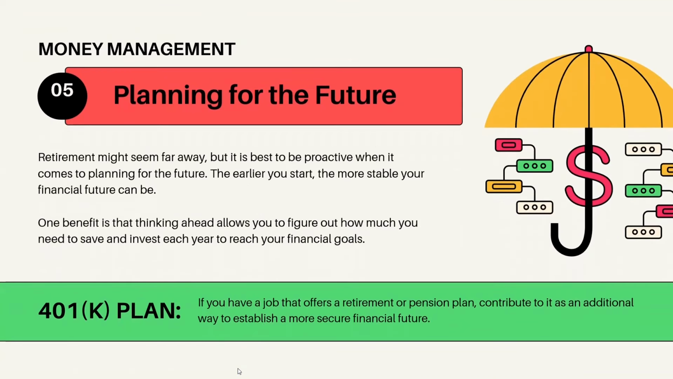Number five, smart money concept: planning for the future. So retirement might seem far away, but it is best to be proactive. When it comes to planning for your future, the earlier you start, the more stable your financial future can be. And one benefit is thinking ahead.